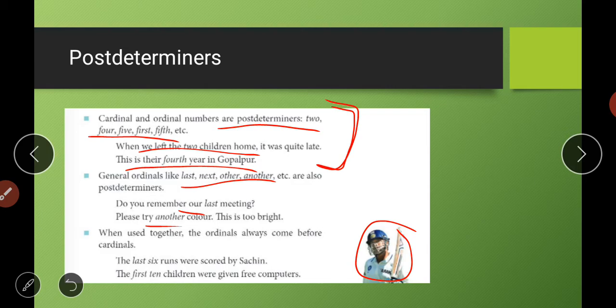Like, the first 10 children were given the free computer. So again, first is your ordinal and 10 is your cardinal number. So the rule is that ordinals always come before the cardinals. So this you have to remember.